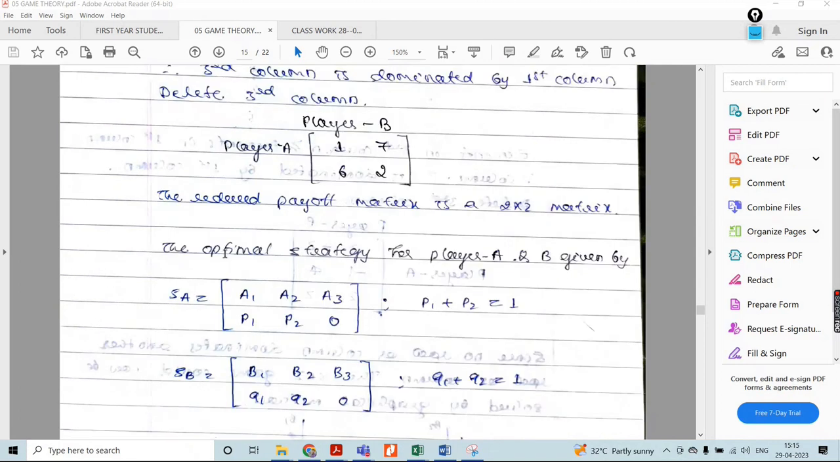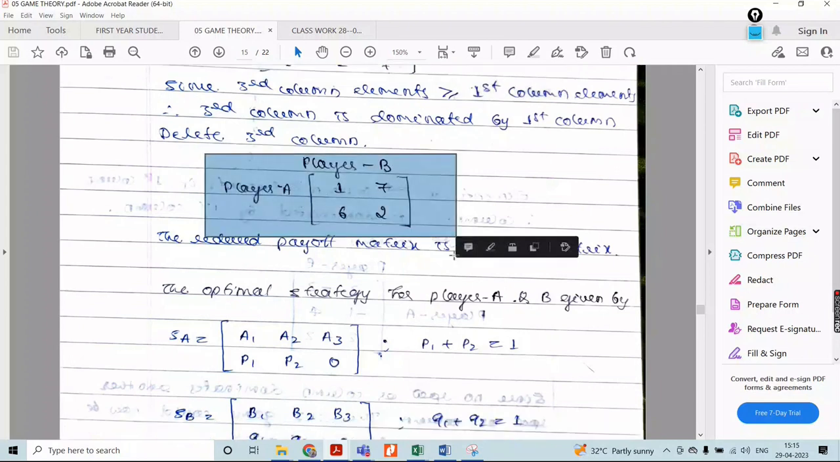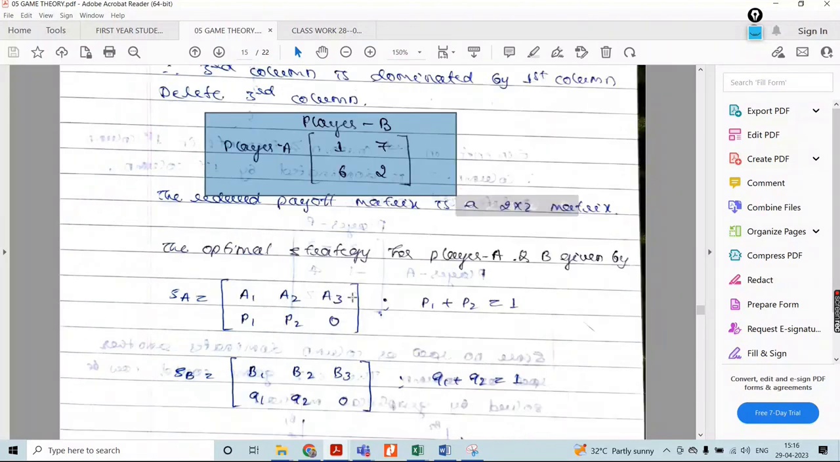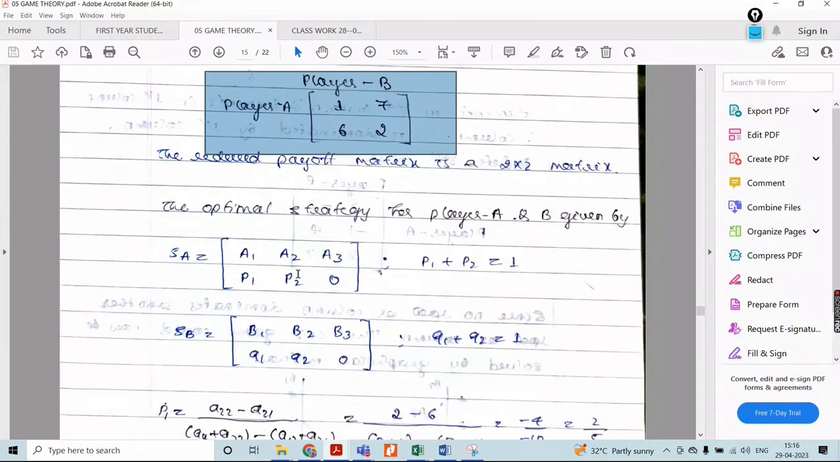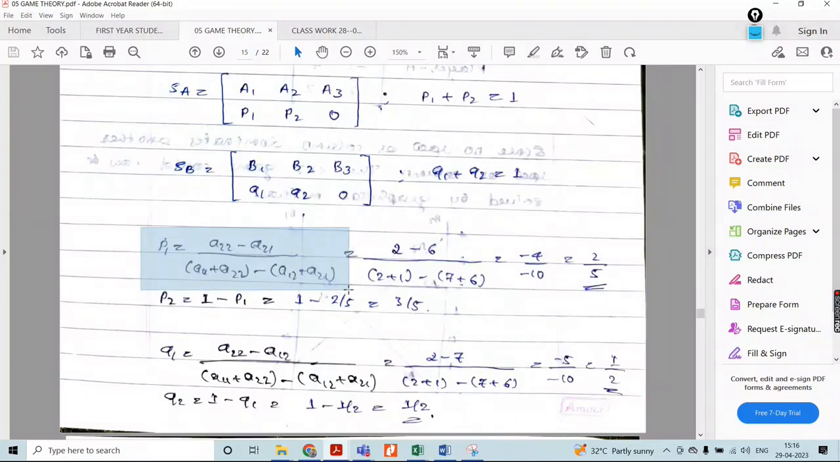Okay, here. Because I got these matrices, later I got the reduced matrix. So I'm comparing with respect to that first matrix. According to that, A1, A2, A3, then B1, B2, B3, corresponds to P1, P2, 0, Q1, Q2, 0. Then P1 plus P2 is equal to 1, Q1 plus Q2 is equal to 1. You know the formula, na? P1 is equal to (A22 minus A21) divided by (A11 plus A22 minus A12 plus A21). Substitute those values. Then you will get the value 2 by 5.